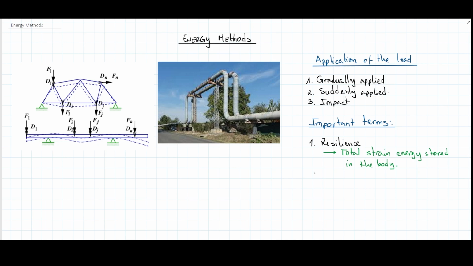The second definition we're going to have is proof resilience. Proof resilience is the maximum strain energy that you can store in the body without permanently deforming the body. If we take a look at the stress-strain relationship under Hooke's law, let me draw it here: we have strain, we have stress, and then we have our proportionality segment here, and then this changes to something like this until it breaks.